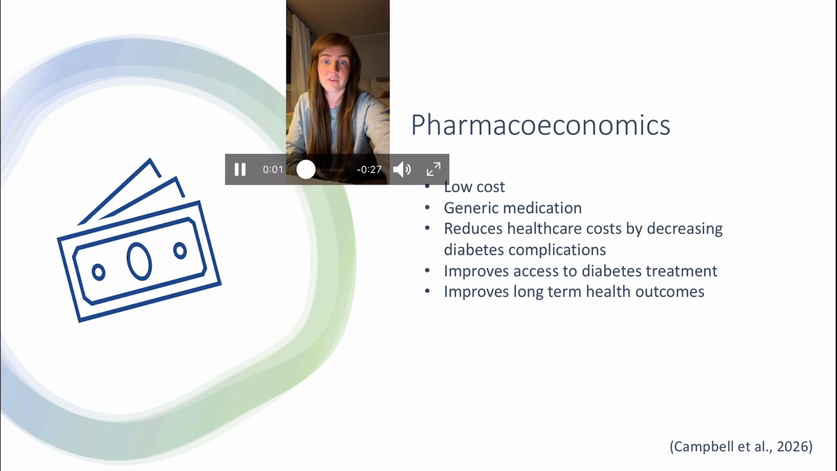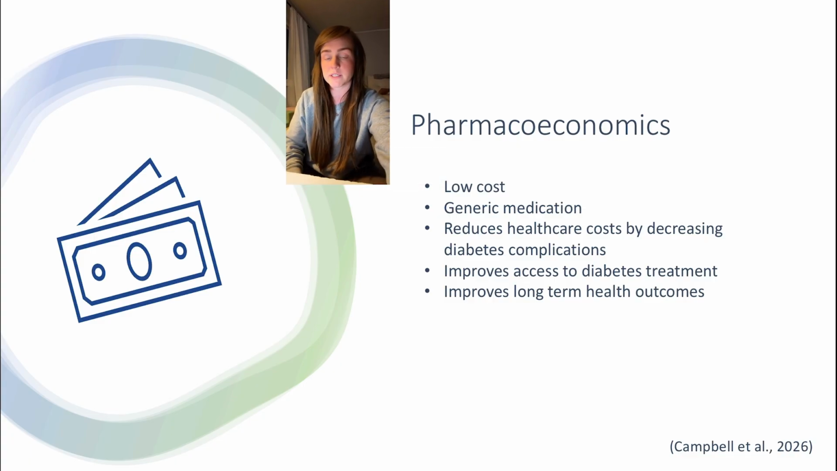So, along with the effectiveness and safety profile of metformin, another huge benefit to this medication is how cost effective it is. It is a generic medication, so it is very affordable, which helps with medication adherence. It also helps with preventing further complications that would maybe cause hospitalizations or something like that. So it improves access to diabetes treatment and also improves long-term health outcomes.